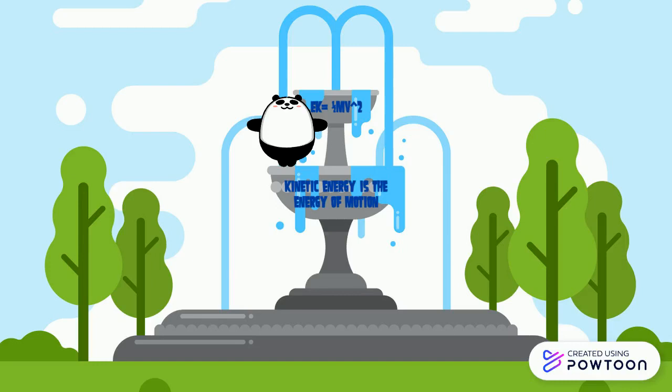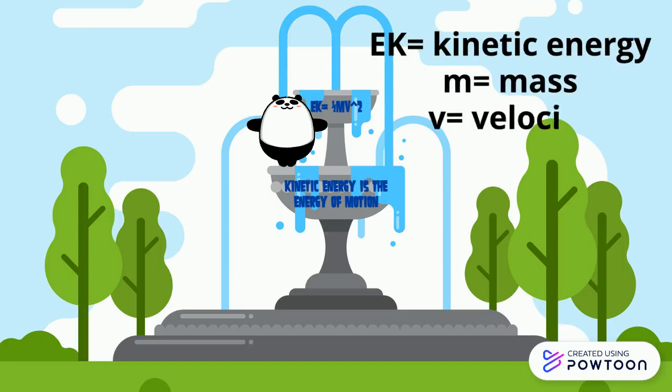The formula for kinetic energy is Ek equals 1/2 mv squared. Ek must mean kinetic energy, m must mean mass, and v must mean velocity. Make sure to remember this for later.